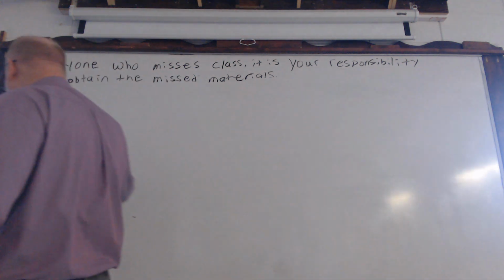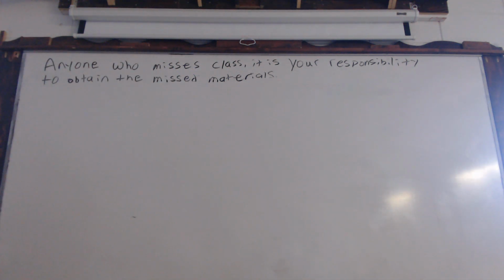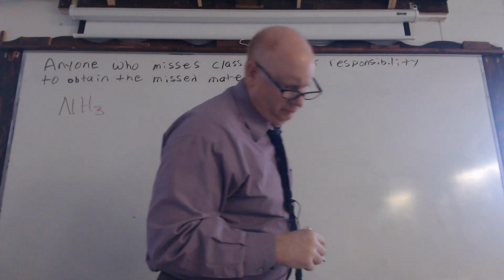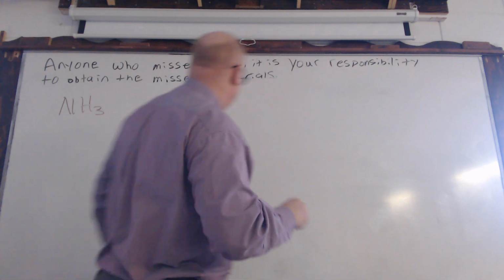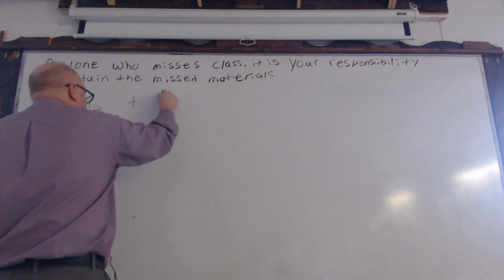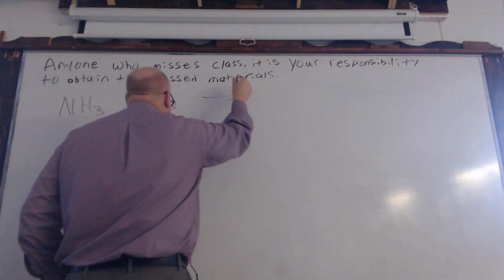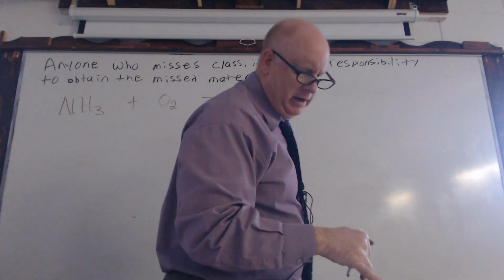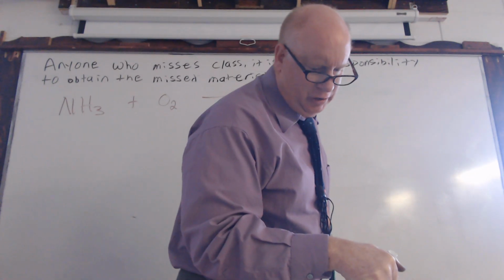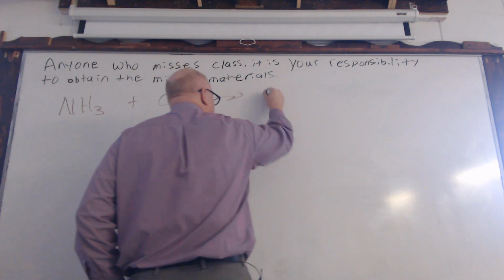So, if we have ammonia, NH3 plus O2, I suppose we're going to get some nitrous oxide, maybe, N2O, and water.